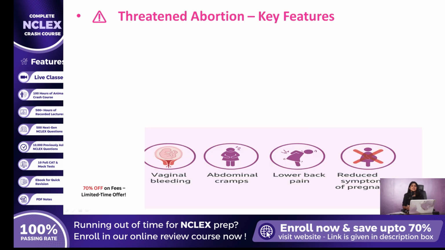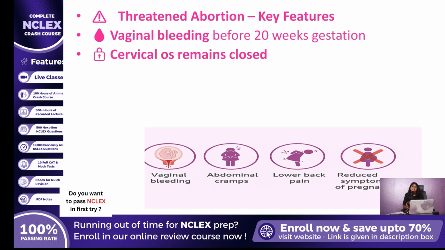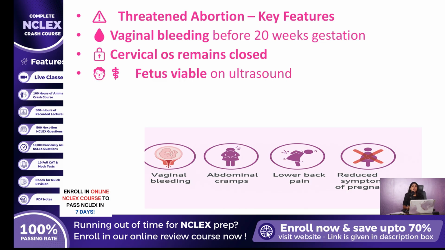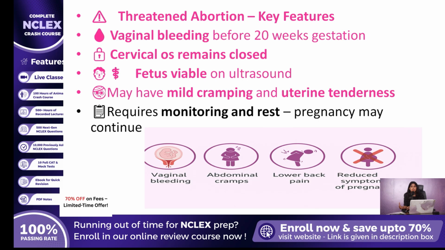A threatened abortion refers to the presence of vaginal bleeding in early pregnancy, typically before 20 weeks gestation, with a closed cervical os and a viable fetus still detected on ultrasound. The uterus may be tender, and the client may report mild cramping. However, since the cervix remains closed and the fetus is still alive, the pregnancy may continue with proper monitoring and rest.